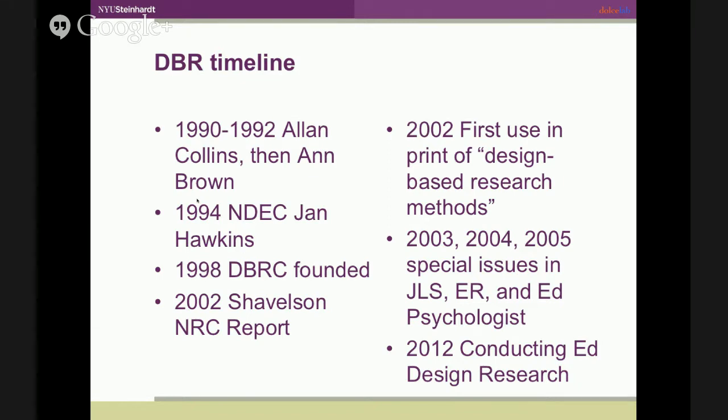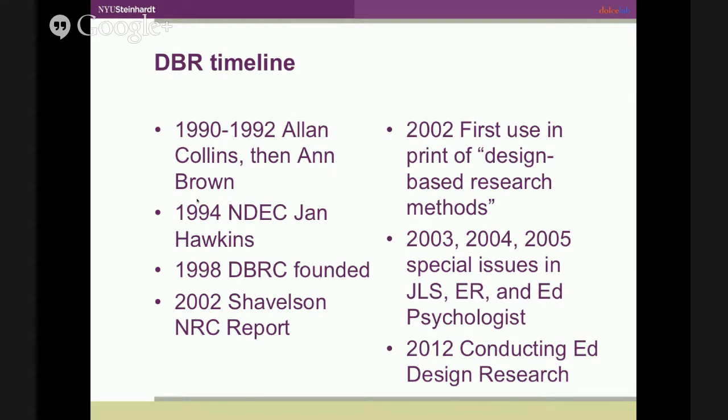Again, the terminology design experiments was prevalent up to that point. In 2002, Rich Shavelson, who was then dean of the School of Education at Stanford, issued an influential National Research Council report on scientific research in education, and in part because of interactions with the DBRC, changed it from a very negative characterization of design experiments as not actually research to a more positive but tentative characterization of, again, this sort of hypothesis-finding activity.